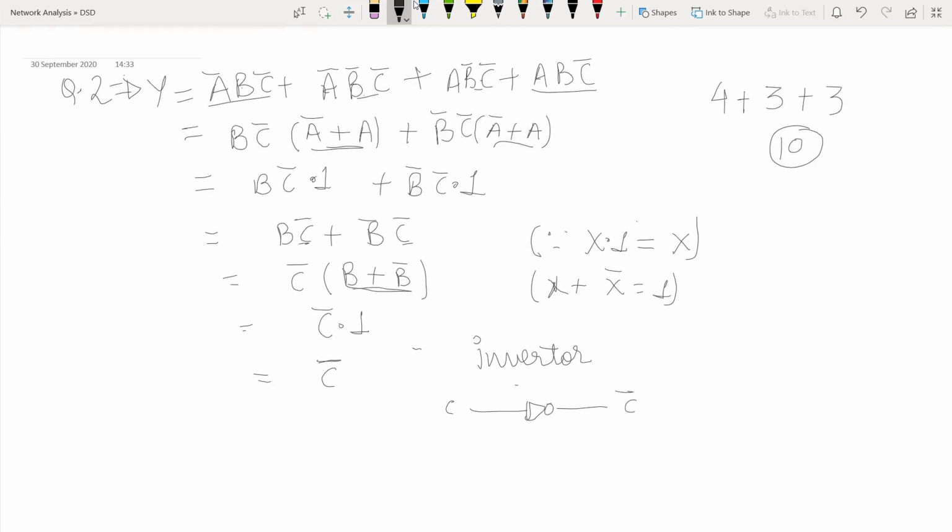See how simple this is? From 10 gates we have come to 1 gate. This is how it works.